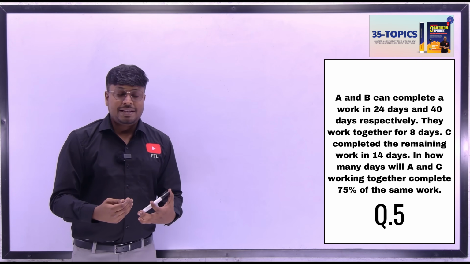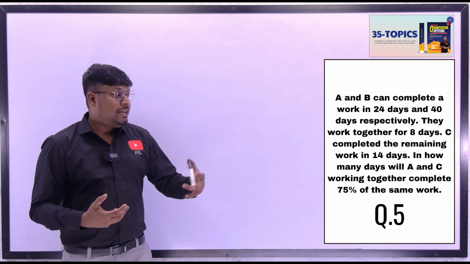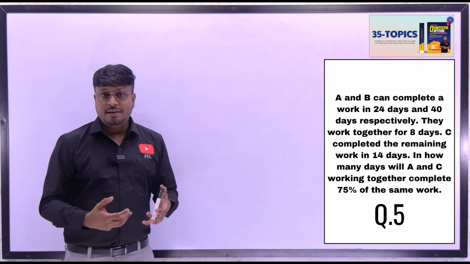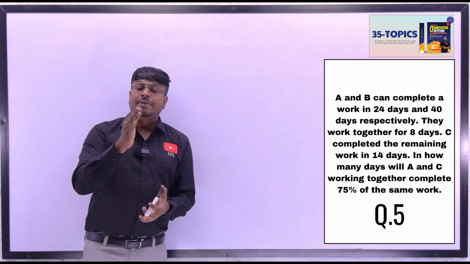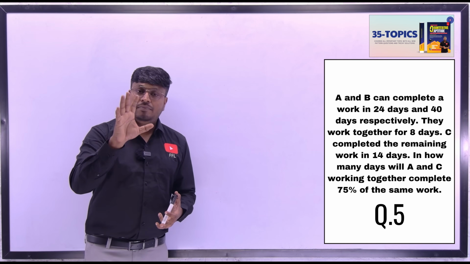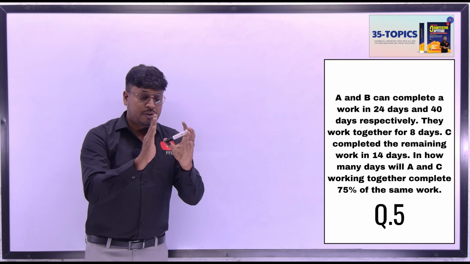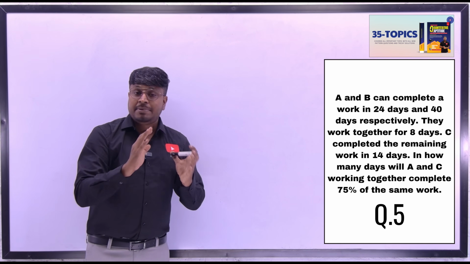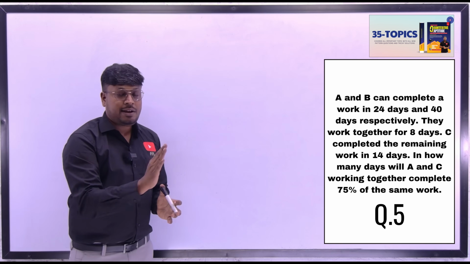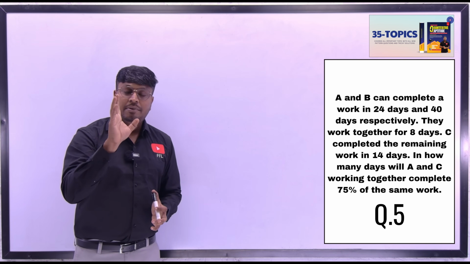I think I have told you this in the second or third question. We have to find how much time A and C working together take to complete 75% of the work. Just listen carefully. If you find this question, do not find 75%. First find how many days A and C alone take for completing 100% of the work. If you find that value, then solving the entire question is easy.